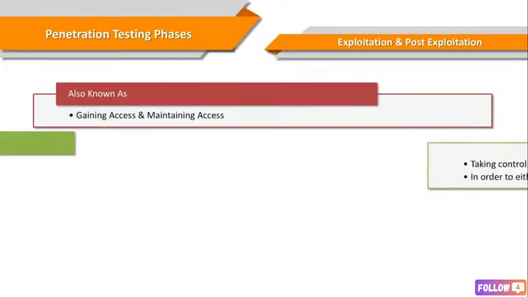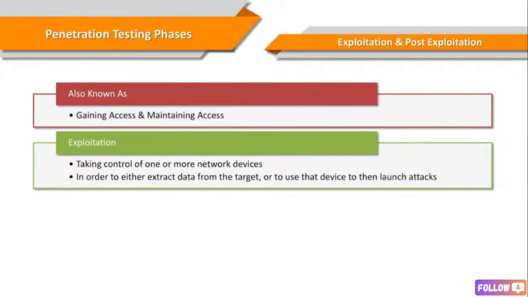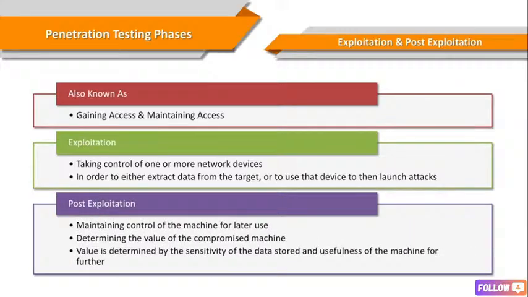Exploitation. That's the phase that requires taking control of one or more network devices in order to either extract data from the target or to use that device to then launch attacks on other targets. The purpose of the post-exploitation phase is to determine the value of the machine compromised and to maintain control of the machine for later use. The value of the machine is determined by the sensitivity of the data stored on it and the machine's usefulness in further compromising the network. Now I've got your attention.